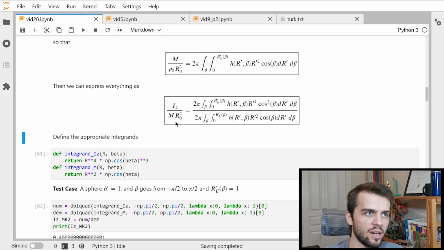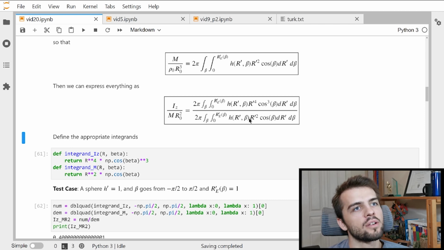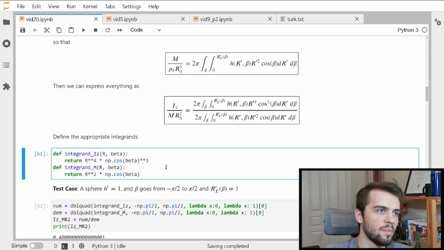So my numerator integrand is just, if h is equal to 1, so I have an isotropic mass, there's no change in mass, it's a uniform substance, then I just have r to the 4 times cos cubed of beta. That's my integrand up here. And the denominator is just r squared times cos of beta. So I define my integrands.